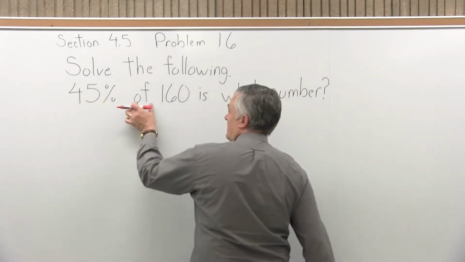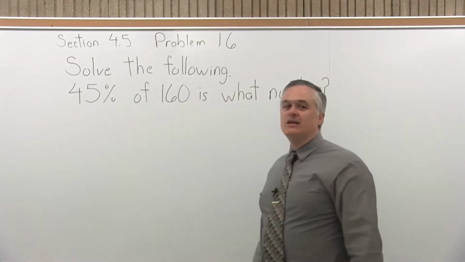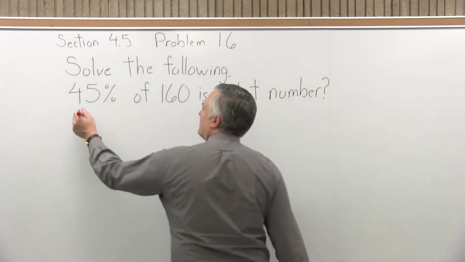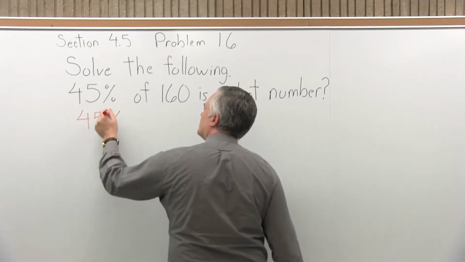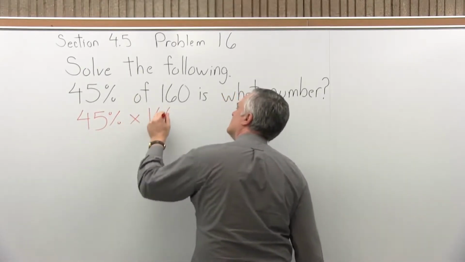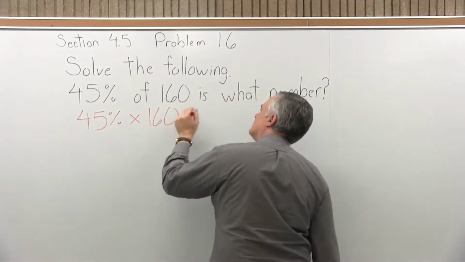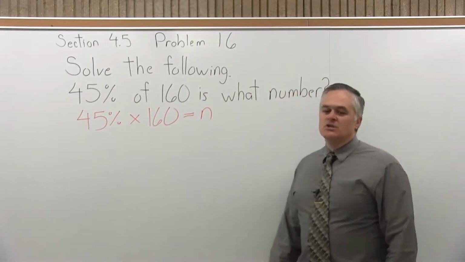So the key words are "of," that will become a multiply, and "is," that will become an equals. So 45% of 160 becomes 45% times, instead of the "of," times 160. "Is" becomes an equals. What number? We can just use n for number. It's an unknown. So that's an equation.